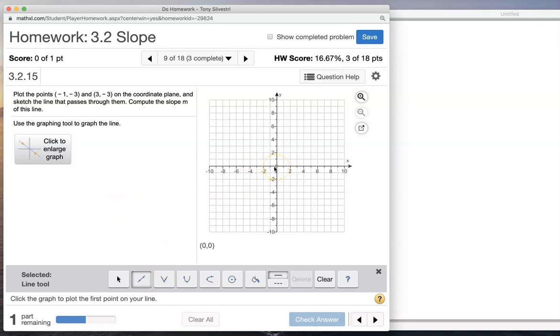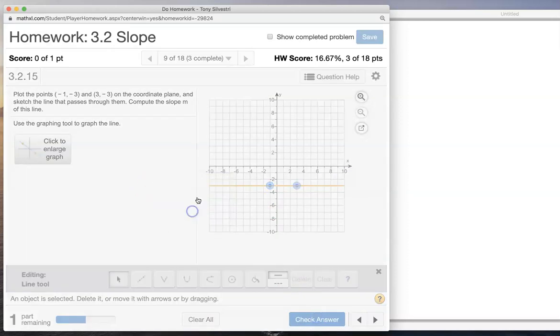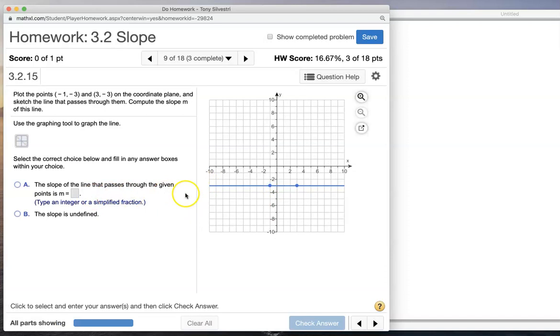We got -1 horizontal, -3 vertical. Click. Okay, now let's do 3. 1, 2, 3, the next point, and -3. There you go, click. Is that correct? Yes, it is. It is correct. Now, what's the slope of that?